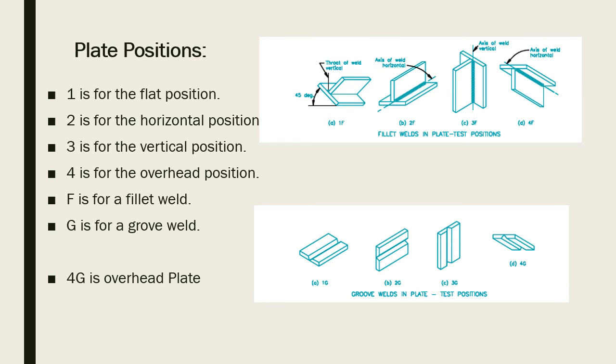Plate positions. Okay, this gets into our numbers with our positions, 1F, 2F. With the positions, 1 is for the flat position, 2 is for the horizontal position, 3 is for the vertical position, 4 is the overhead position, F is for fillet weld, G is for groove weld. So using this nomenclature, 4G would be an overhead plate test, or 4G is an overhead welding position.